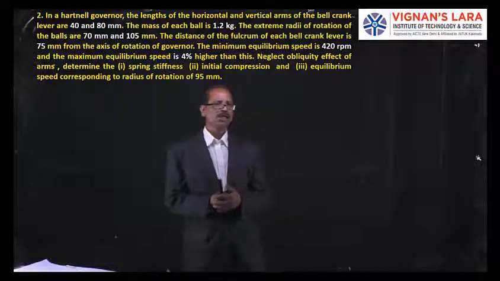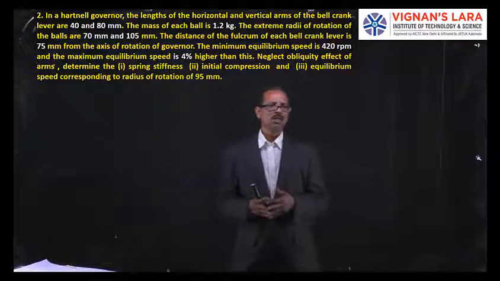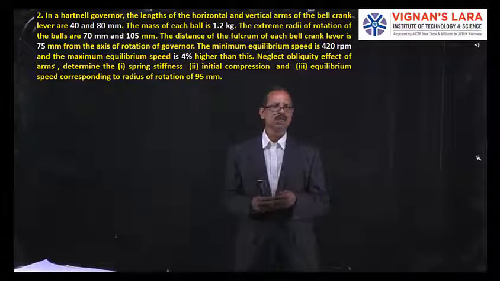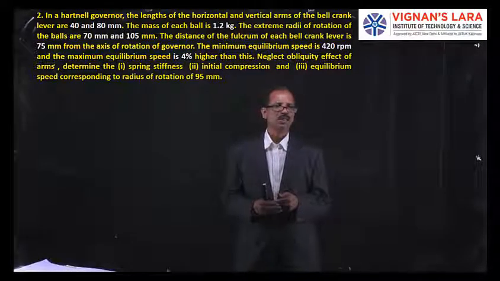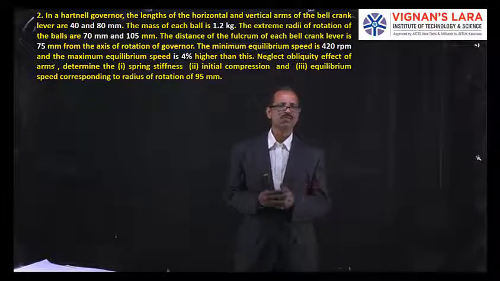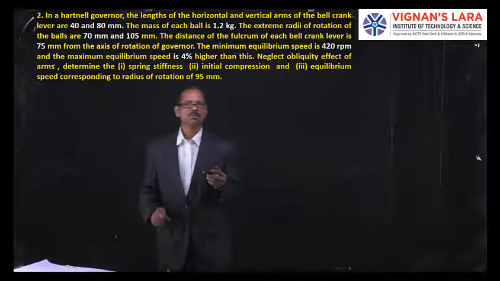So more or less parts (a) and (b) we have already solved in the previous problem in a similar manner, but the data is given in a different style. And finally, what is the equilibrium speed corresponding to a radius of rotation of 95 mm? Okay, so let us see how we can solve this problem.